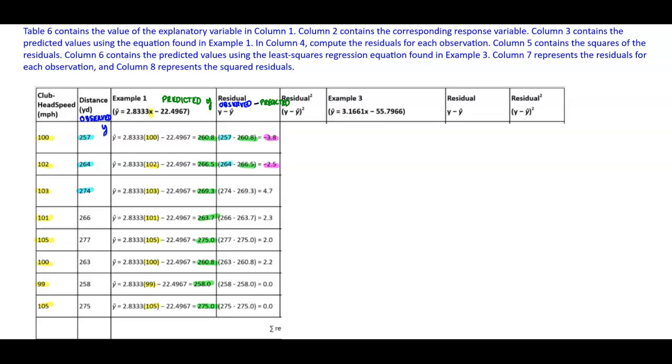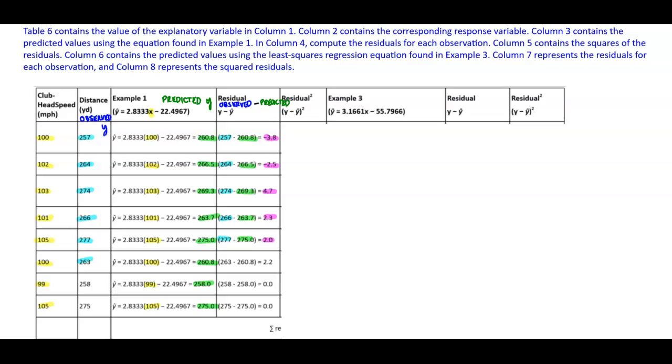Next, the observed y value is 274, and we're subtracting the predicted value of 269.3 to give us a residual of positive 4.7. Next, the observed y value is 266. We're going to subtract the predicted value of 263.7 to give us 2.3 as a residual. Next, we take 277 as the observed y value. We're going to subtract the predicted value of 275.0 to give us a residual of positive 2.0.